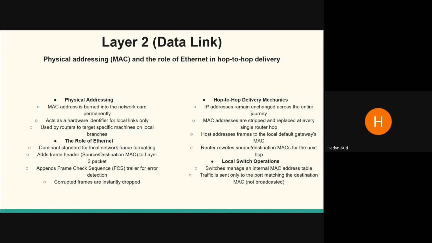Traffic is directed solely to that specific port, matching the destination hardware address instead of broadcasting to everyone. Unlike old network hubs that blasted data out of every single port, a smart switch reads the incoming frame header and forwards the data only to the specific wire where the destination machine is waiting.